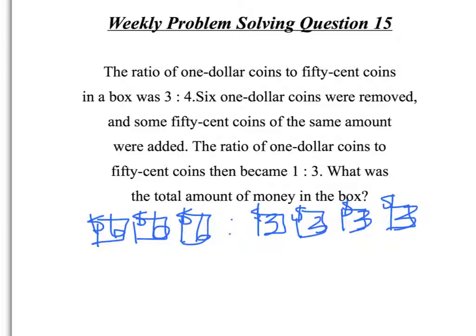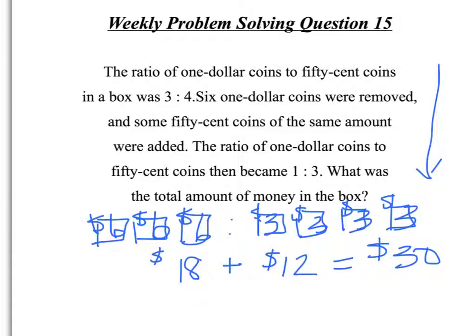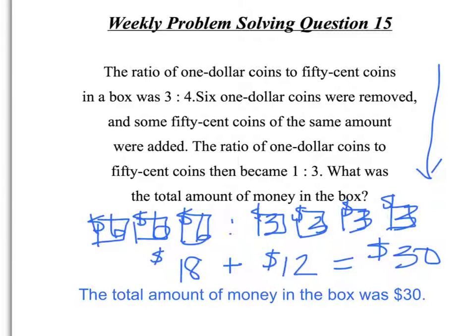So if I drew my picture, it says how much was in the original. 3 units at $6 would be $18, and $3 per unit at 4 units would be $12. So I had $18 worth of $1 coins and $12 worth of 50-cent coins. So it says what's the original amount of money in the box. I'm going to add those together to get the total amount of money in the box is $30. And remember, if it starts with words, it must end with words. So remembering to write your sentence, the total amount of money in the box was $30.